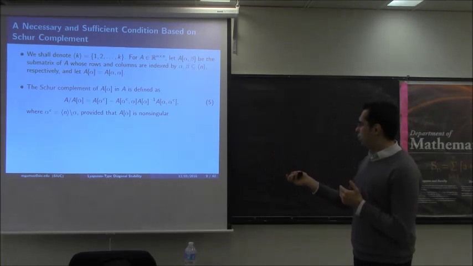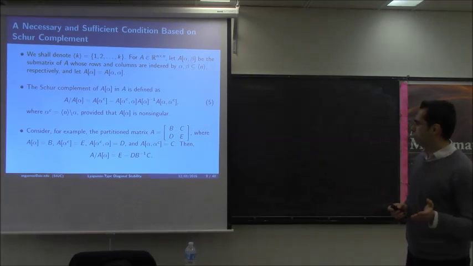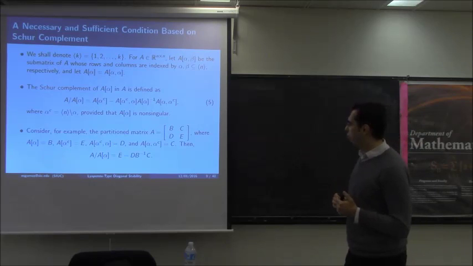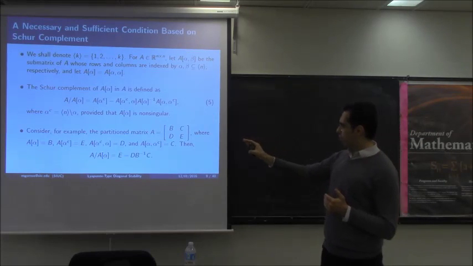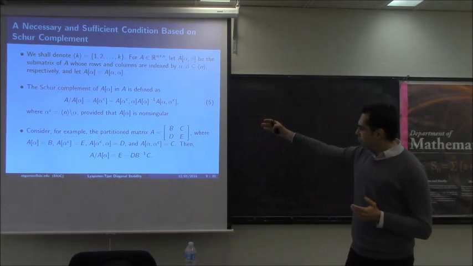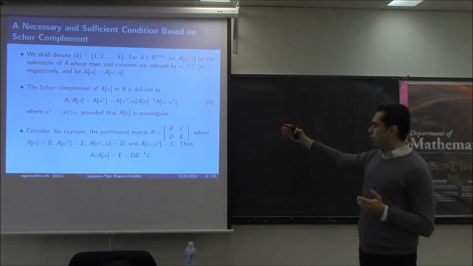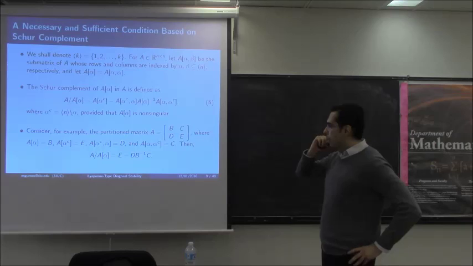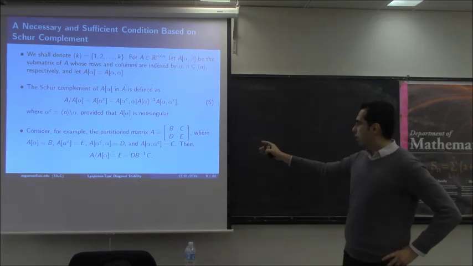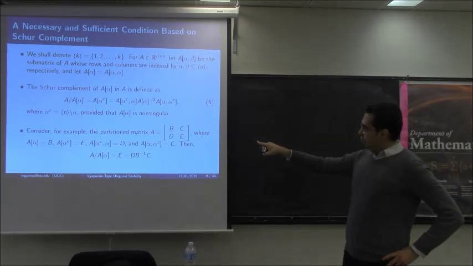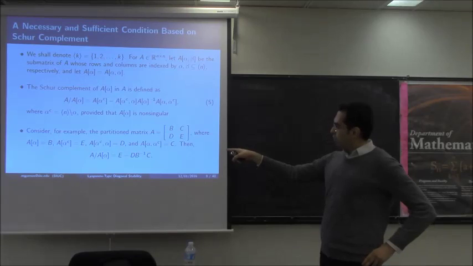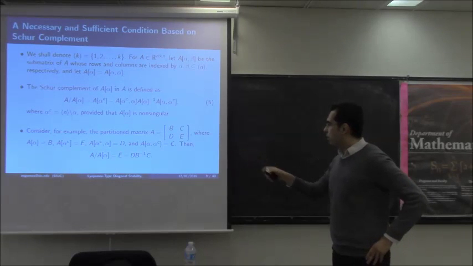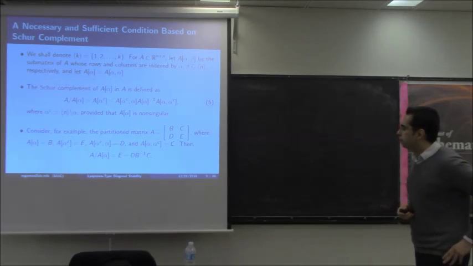I would like to illustrate this with a partitioned matrix. We mostly use that type of matrices here. Now consider partitioned matrix A. Here B, C, D, and E are block matrices. Now let's say A[alpha] is equal to B. Then the complement of alpha is E, and the other matrices are D and C. Now B is a non-singular matrix. If B is non-singular, then the Schur complement of A[alpha] in A is E minus D B inverse C.